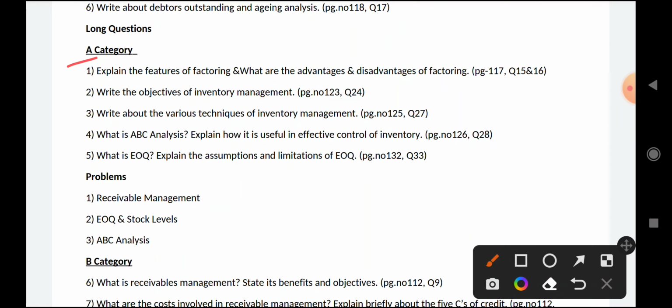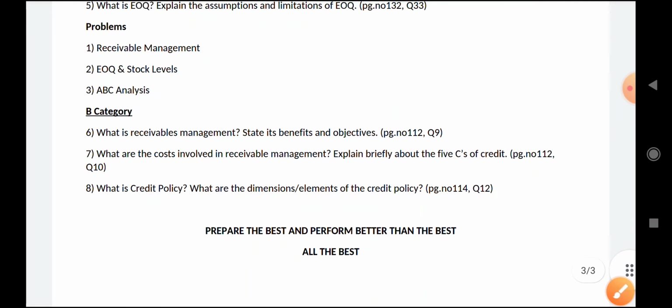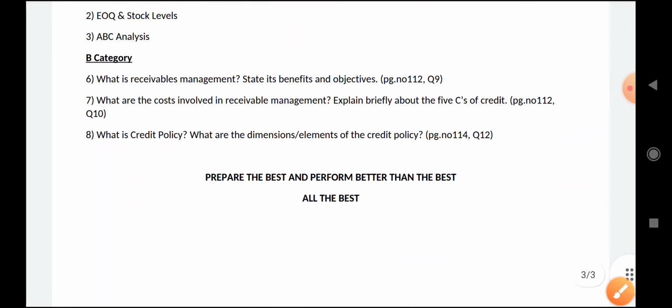And here A category questions: explain the features of factoring, what are the advantages and disadvantages of factoring, write the objectives of inventory management, write about various techniques of inventory management, what is ABC analysis, how it is useful in effective control of inventory, what is EOQ, explain the assumptions and limitations of EOQ. These are the theory part will be asked in the exam. And problems, as I said, receivable management, EOQ and stock level, ABC analysis, these are the problems will be asked.